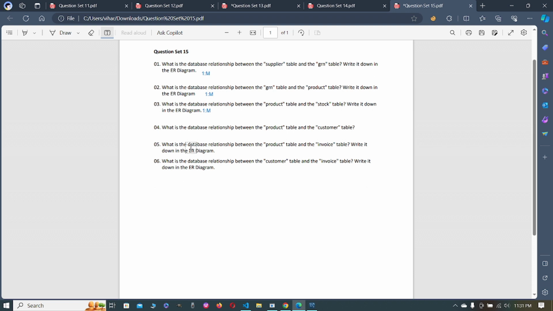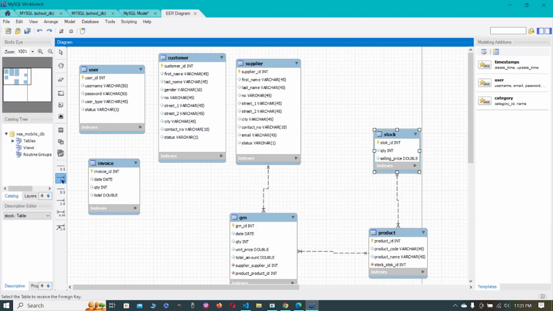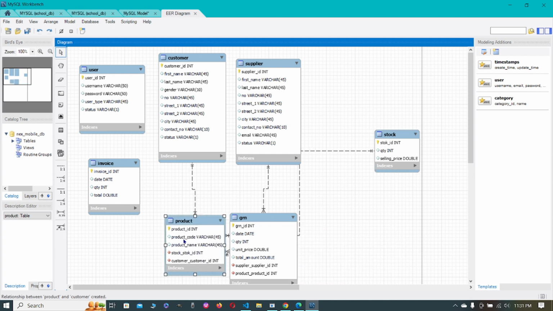relationship. And the fourth question, what is the database relationship between the product table and the customer table? If we consider it from the customer side, it has a one-to-many relationship, as one customer can buy any number of products and one product is bought by one customer. So it's a one-to-many relationship once again, and I will mark it in the ER diagram as well. So the customer table and the product table have a one-to-many relationship.